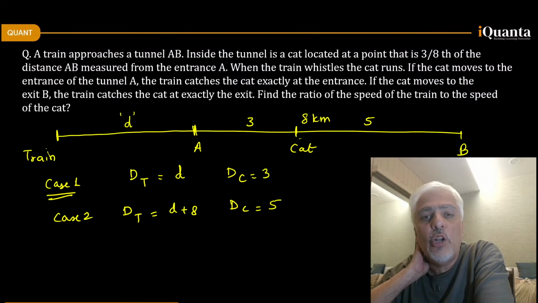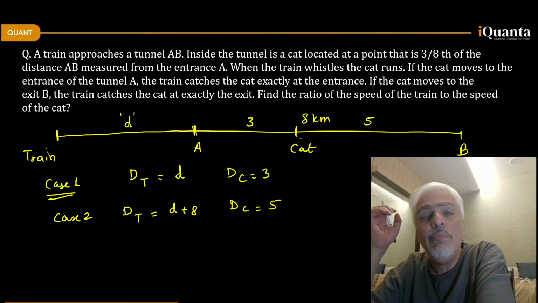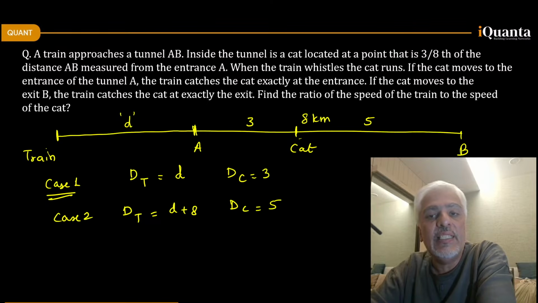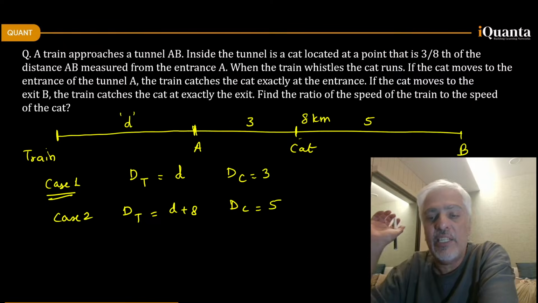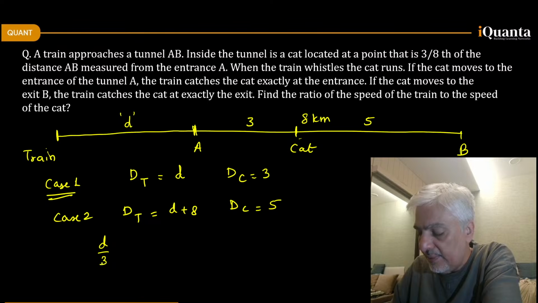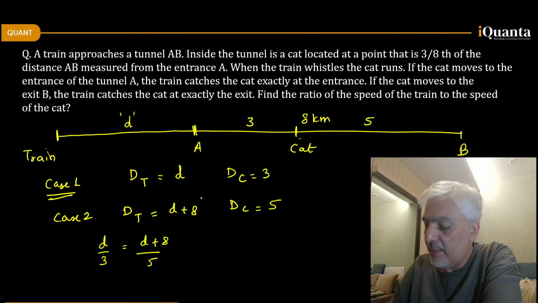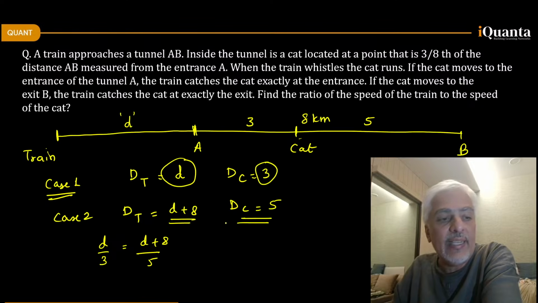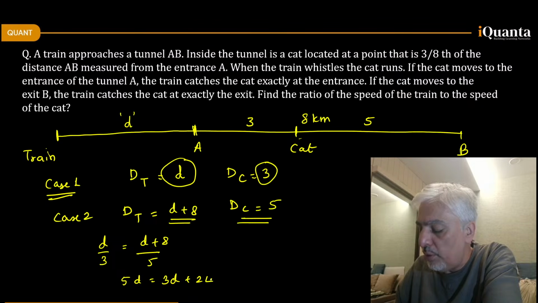Now, this ratio will always be constant when time is constant. Listen to the statement, I don't have space to write it, so I'm just saying it. When time is constant, ratio of speed is same as ratio of distance. So D upon 3 is D plus 8 upon 5. Train upon cat is equal to train upon cat. So 5D is equal to 3D plus 24. 2D is 24, D is 12.